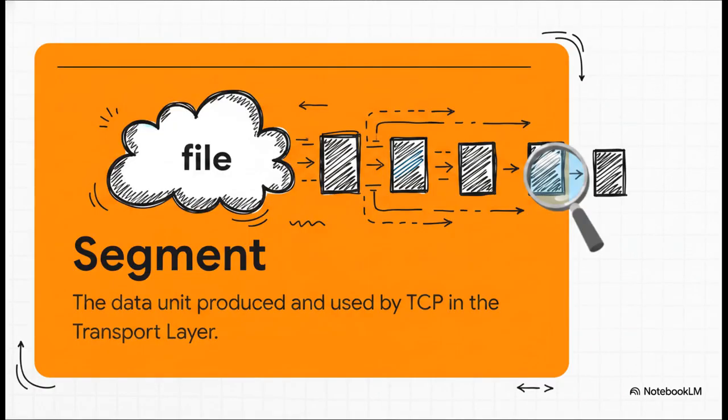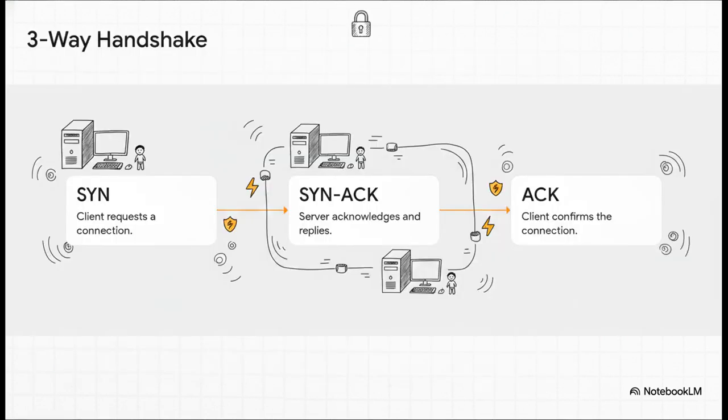Now, when your application hands a massive file over to TCP, TCP doesn't just shove it through all at once. Nope. It chops that data up into smaller, much more manageable pieces. And in the transport layer, when we're specifically using TCP, we call these little pieces of data segments. But here's the kicker. Before TCP sends even a single segment of your data, it absolutely insists on formally introducing itself to the receiving computer.